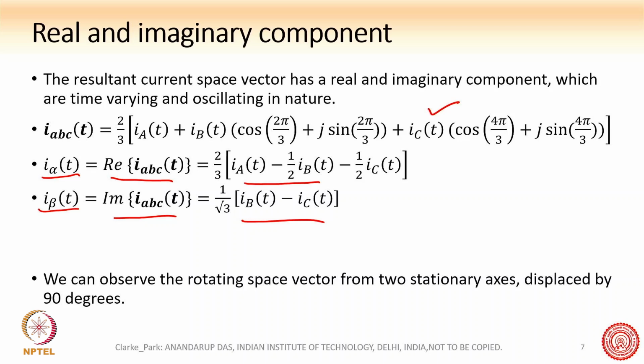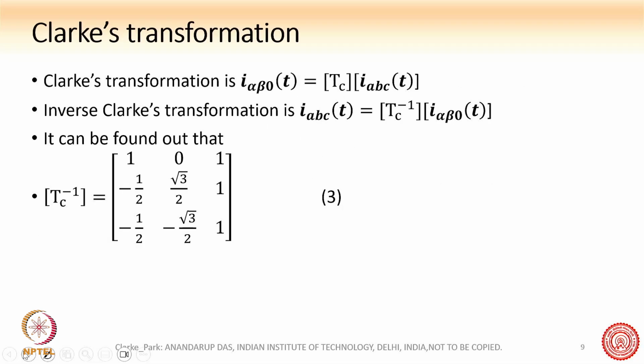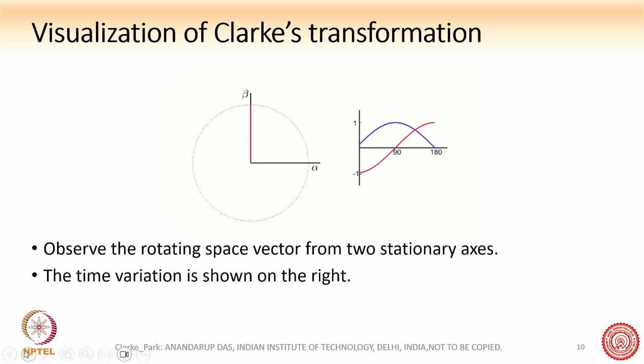Which means we now have a real axis and an imaginary axis, and we are giving a new name to these axes: the alpha axis and the beta axis. These two axes are stationary, and they are displaced by 90 degrees. So how will they look? If you see here, this is how it will look.